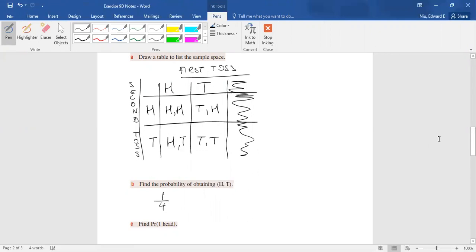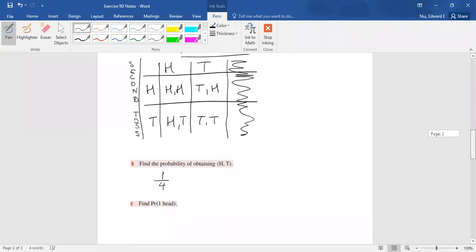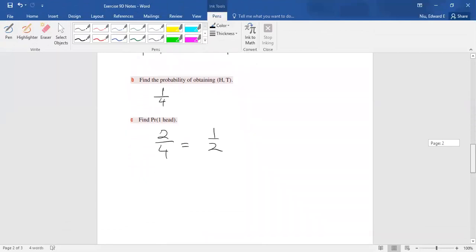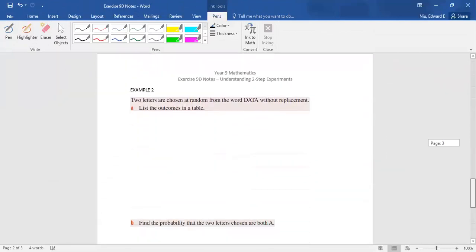Now, part C says, find the probability of getting just 1 head. So it doesn't matter which order. We've got just 1 head in this bottom left box and just 1 head in the top right box. So here we have 2 out of 4 chances, which equals 1/2. Hopefully that's making sense. And that's all two-step experiments are. It's just doing something twice.